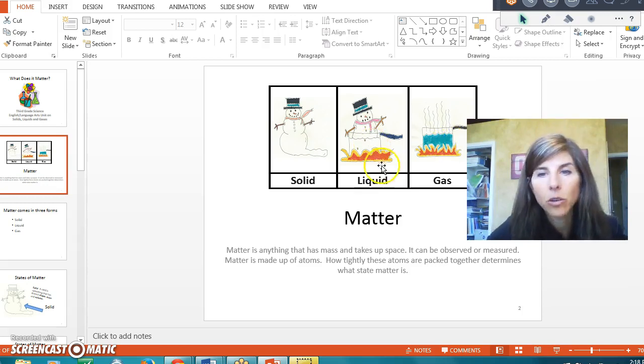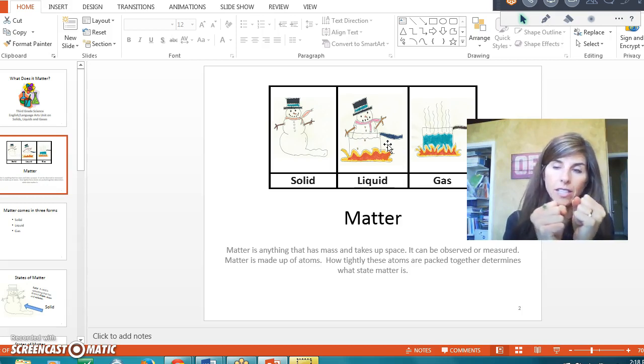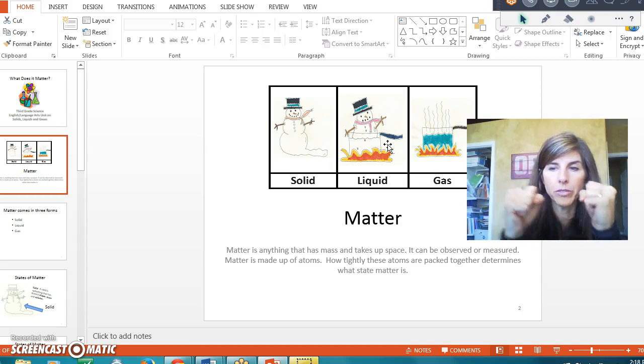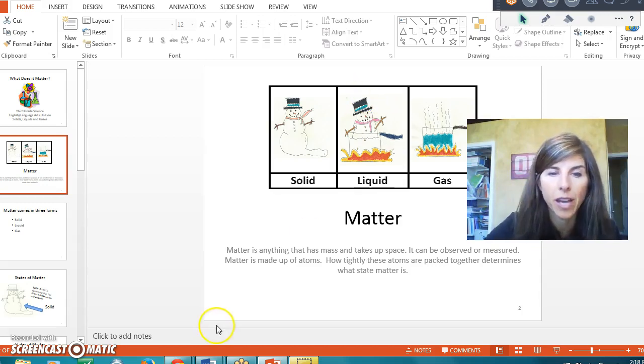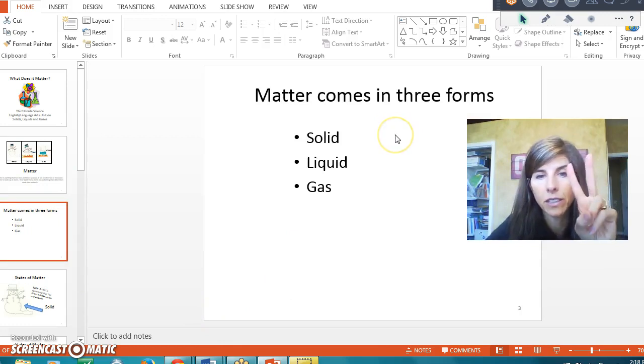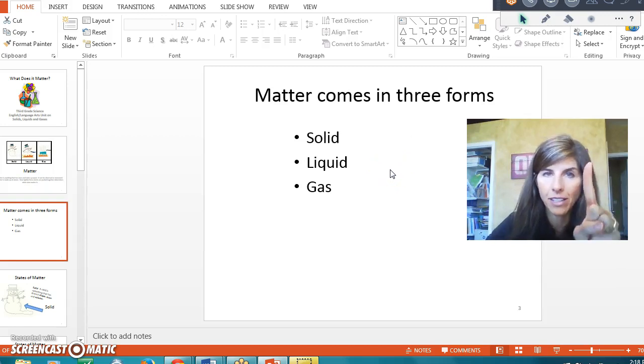Liquid and gas, so I'm going to show you these. The liquid atoms get a little bit further apart, because when you pour a drink of water, you can see it pour. You can't pour a snowball or a computer into a cup. And then gas, the atoms get a little bit further apart. So I'm going to go through some of that information. Matter comes in three forms: solid, liquid, gas. You guys need to know that. Go ahead and say that with me: solid, liquid, and gas.